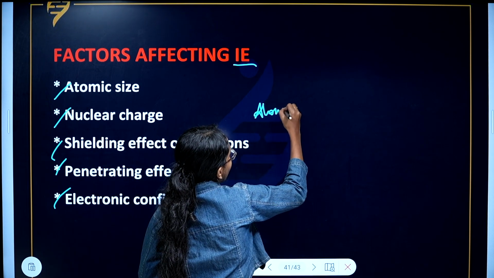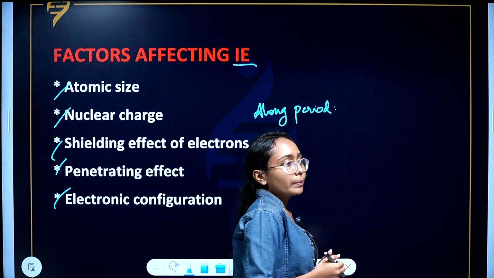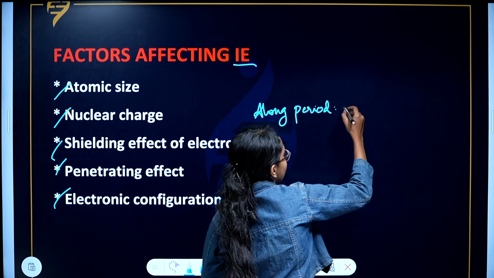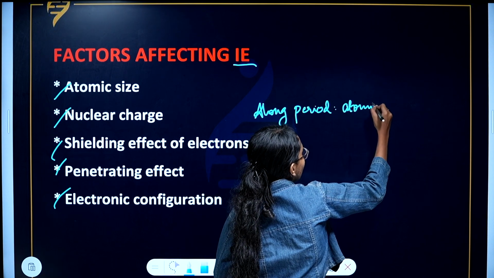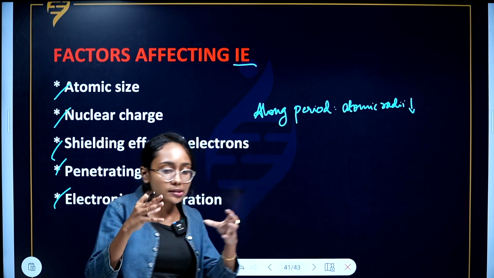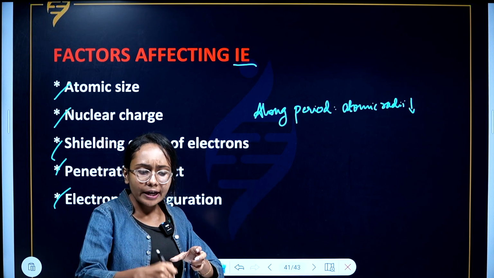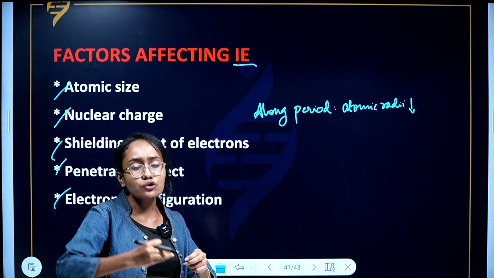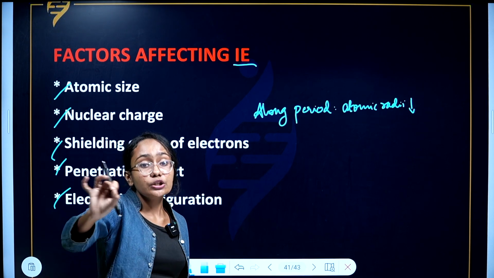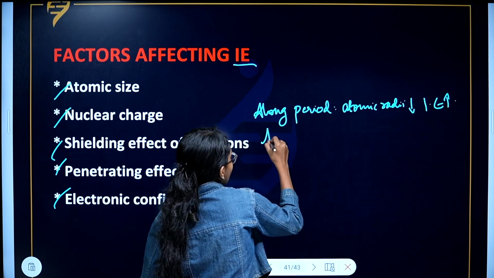Along a period, does ionization enthalpy decrease or increase? Along a period, we know that the atomic radius decreases, right? Atomic radii decreases. As the size is decreasing, it means that what? It means that the nuclear force of attraction is very high and it is very difficult to remove an electron from the outermost shell. So we need to use a large amount of ionization enthalpy. So ionization enthalpy increases.